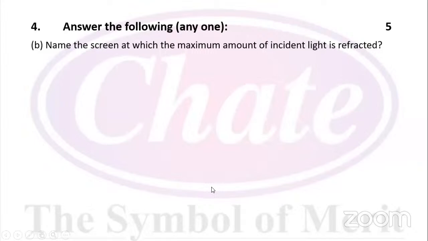Okay, now the next question: name the screen at which the maximum amount of incident light is refracted.